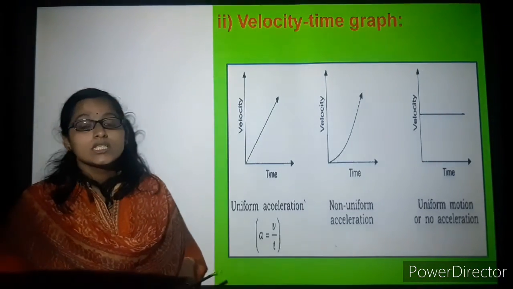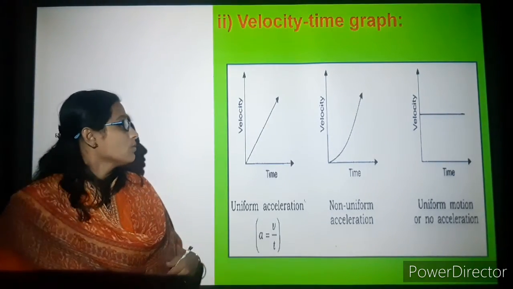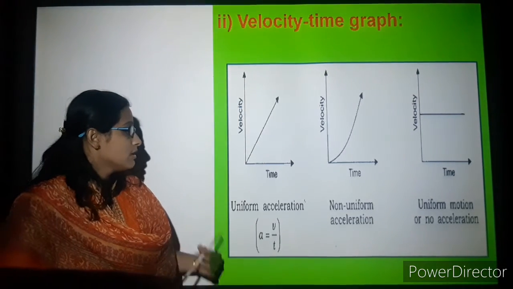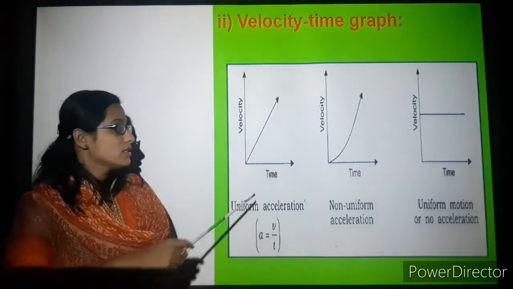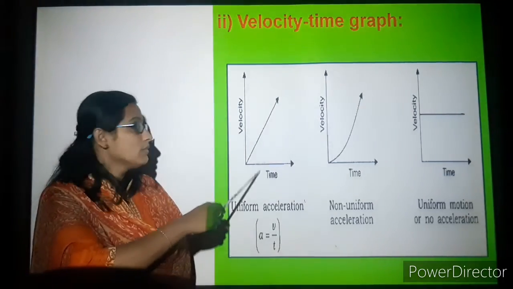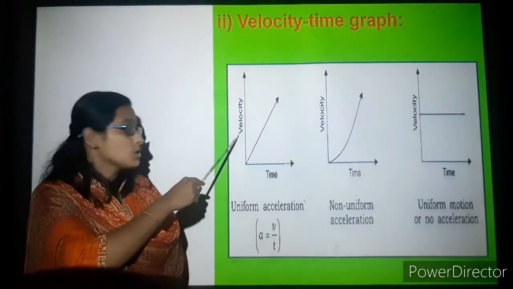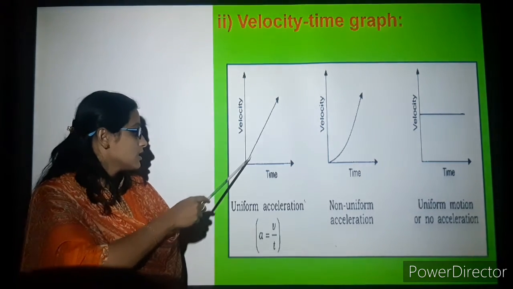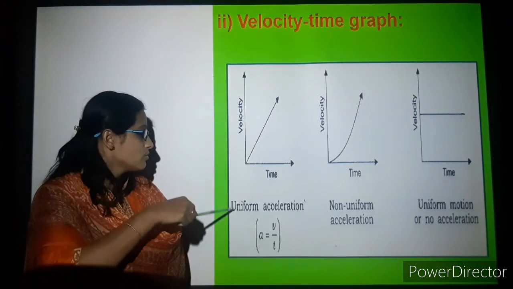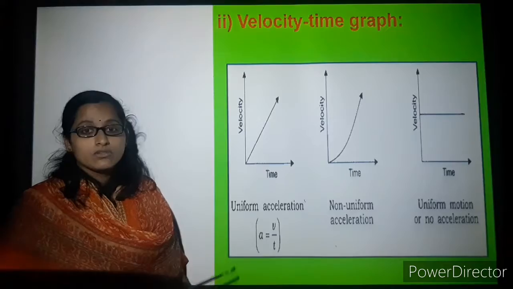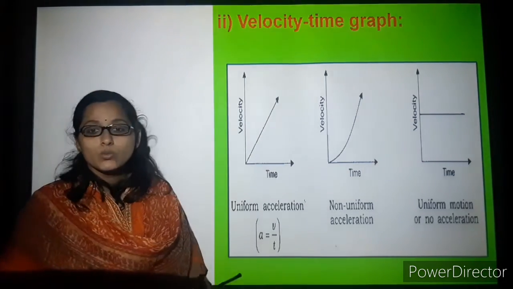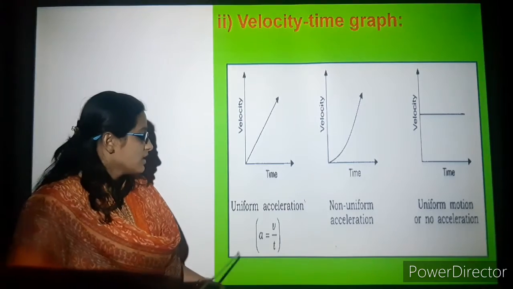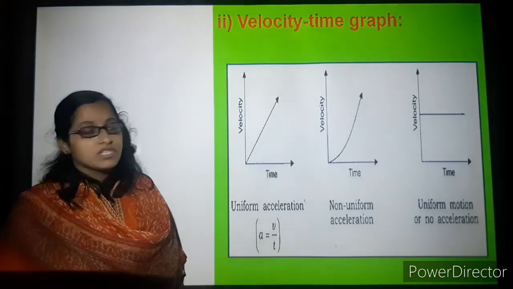So moving on to the next one, it's the velocity time graph. The velocity time graph is shown here with respect to uniform acceleration. You can see the x-axis is time and the y-axis is velocity. Here there is a straight line, so it's uniform acceleration. Acceleration is uniform here, so it is represented as a is equal to v by t, that is velocity by time taken.